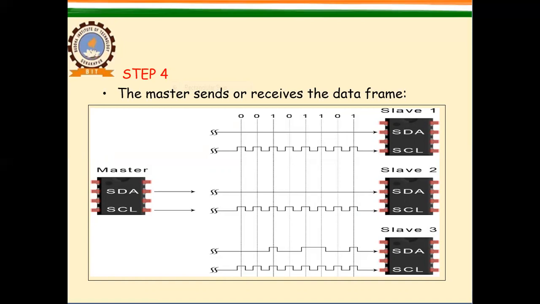So this way, the data frame is now available between the slave and the master. You see in the diagram that all the data frames are sent to all the slaves, but only that slave is going to accept or send the data which was activated during the address identification process. So this is step number 4 of the I2C protocol.